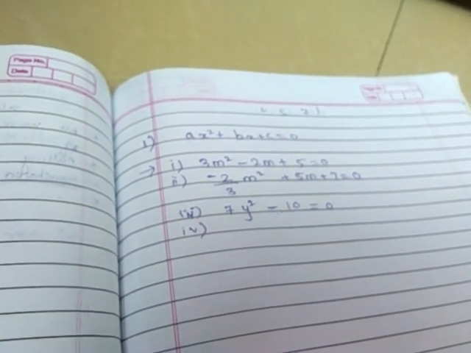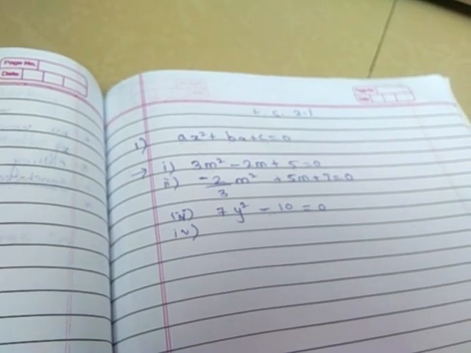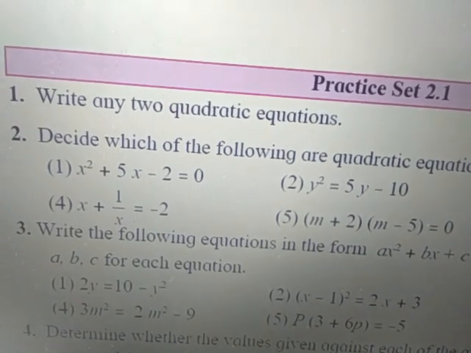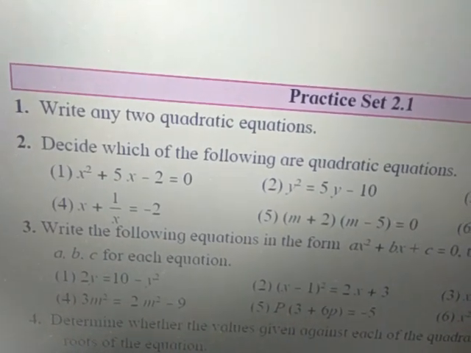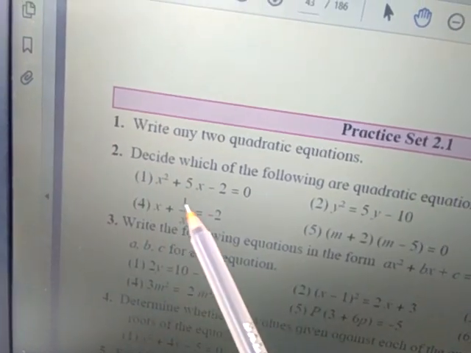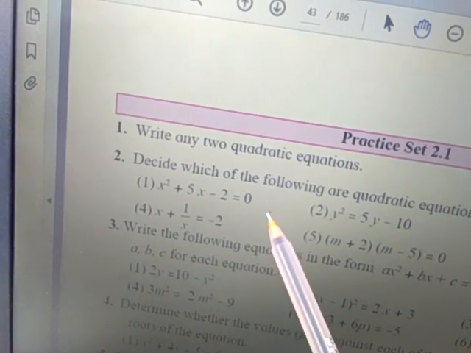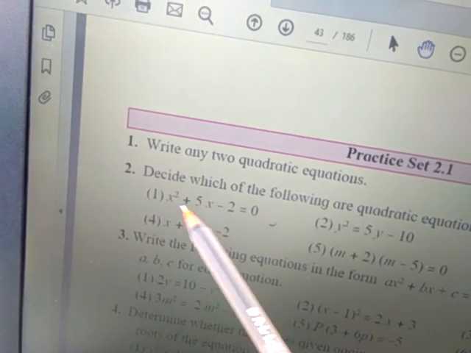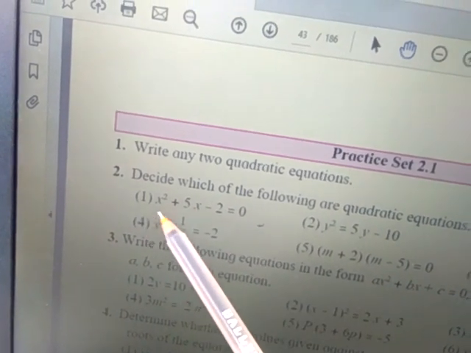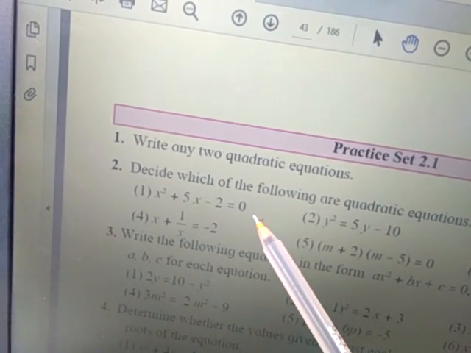Now comes the second question. Now see what the second question is. The second question is, decide which of the following are quadratic equations. First one is x square plus 5x minus 2 is equal to 0. This is the standard form of the quadratic equation. Already it is in the standard form, so we can say it is a quadratic equation.